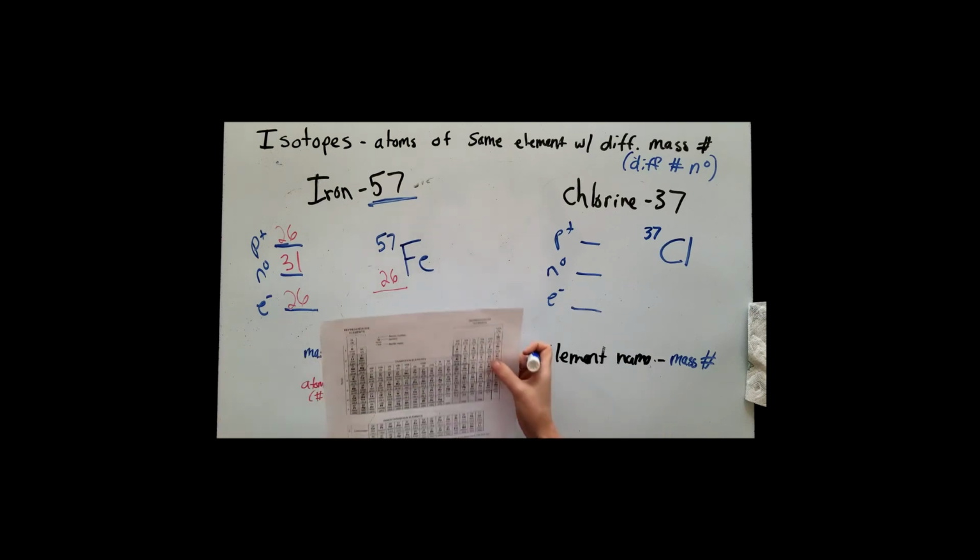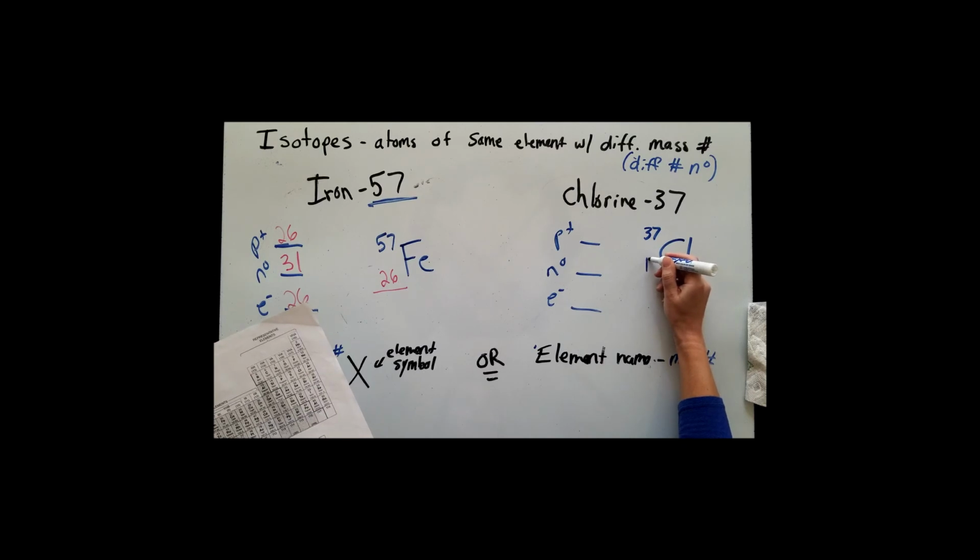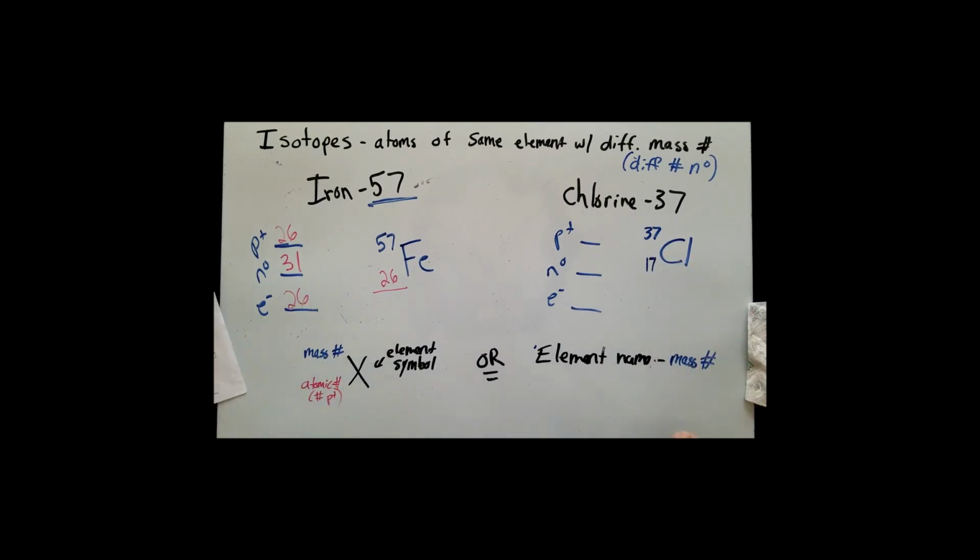And I just said that chlorine is number 17 on the periodic table. That number 17 is how many protons it has. That's the atomic number. So it has 17 protons. It's neutral, so it also has 17 electrons. For the number of neutrons, I'm going to subtract these two, and I get 20. Good. So that is how we are going to be doing calculations with isotopes using nuclide symbols as well as this other format.